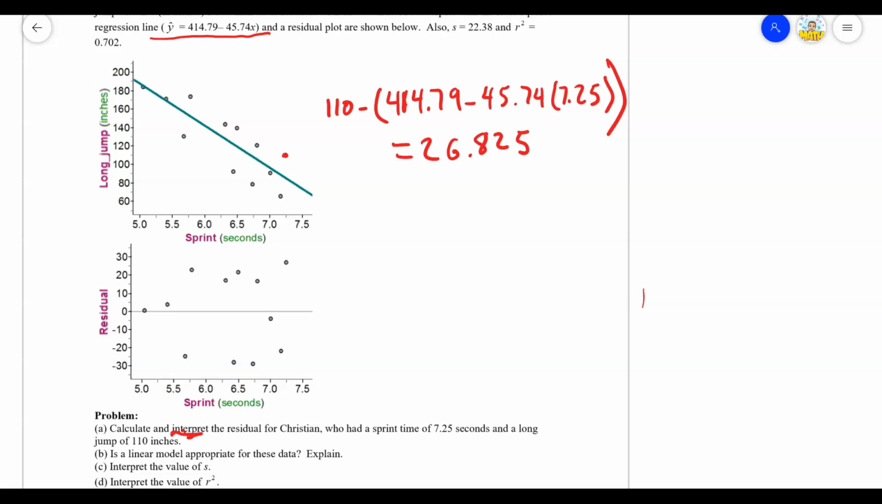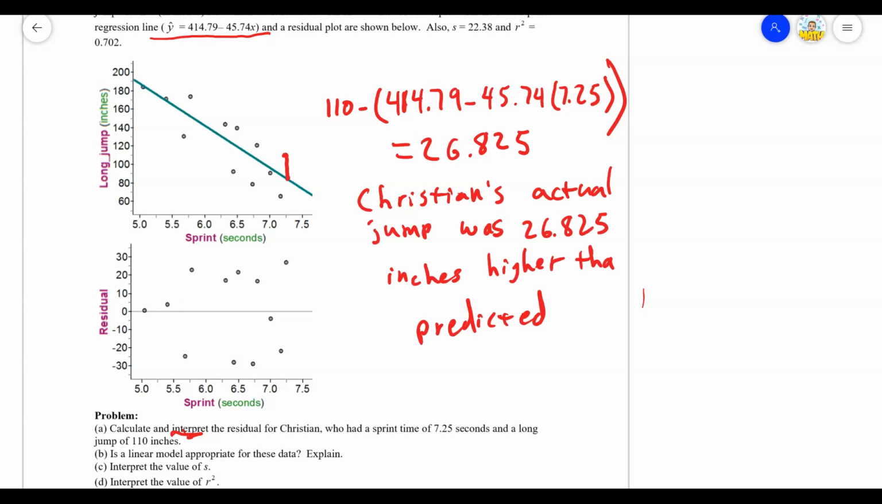Okay, so this means that Christian's actual long jump was 26.825 inches higher than what was predicted, right? It was predicted to be down here somewhere, maybe in the 80s, but it was actually 110. So 26.825 inches higher than predicted. That's an interpretation. Don't miss that question to interpret it. Don't just calculate these things, okay?